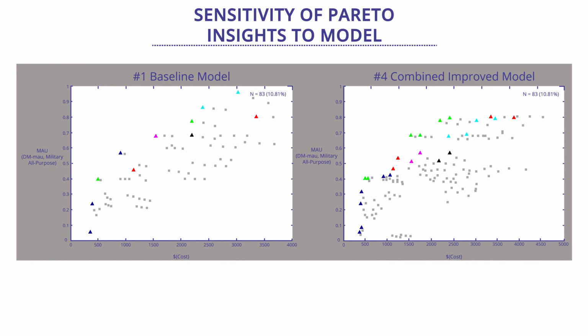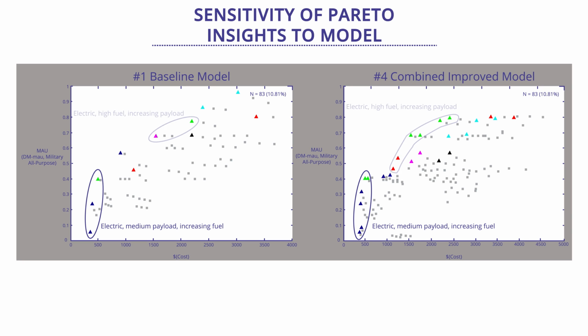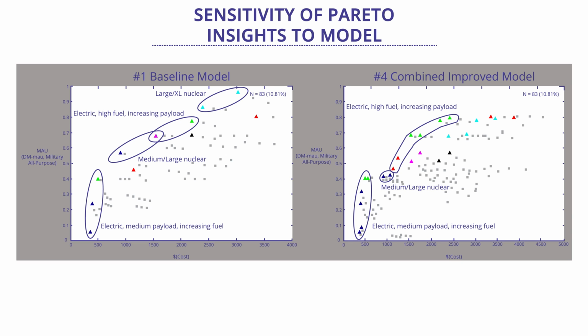So the question is, do patterns of decisions change across these different evaluative models? In this particular case, we can inspect the Pareto front of the baseline model versus the combined model. What we see here is that our insights at the low-cost region are not sensitive. The same Pareto-efficient designs appear. In the mid-cost region of the trade space, we see that Model 4, the combined model, starts to favor electric vehicles over nuclear. And then in the high-cost region, the baseline model expected nuclear vehicles to be high value, whereas the combined model, the higher fidelity model, predicted large electric vehicles to be dominant.